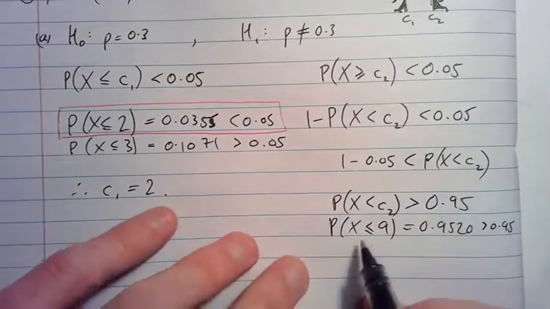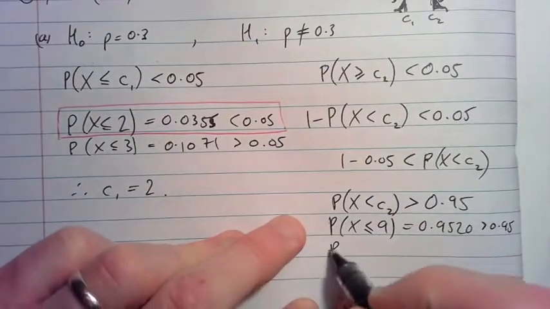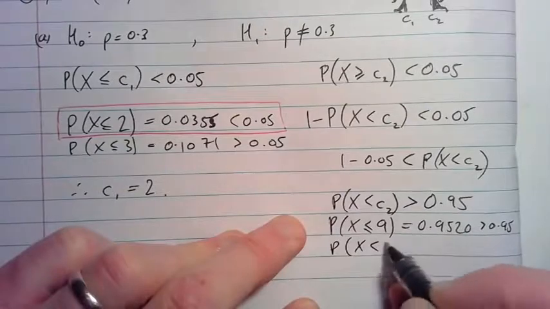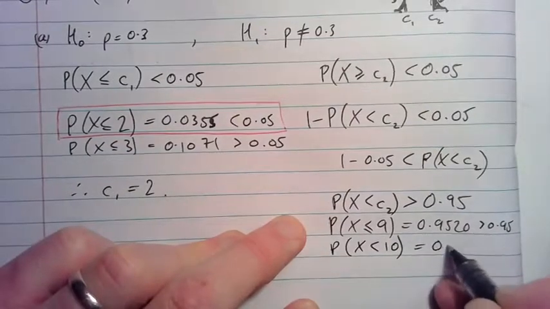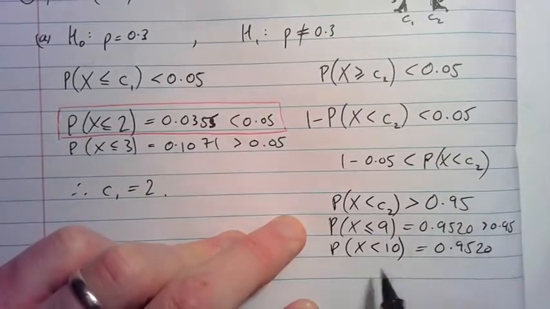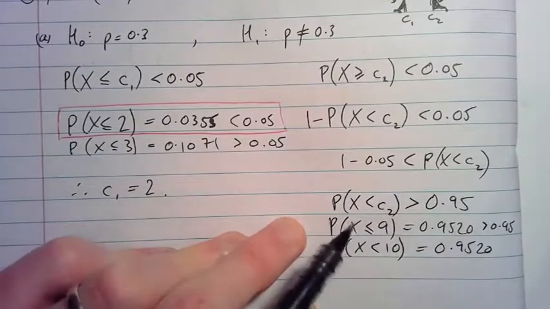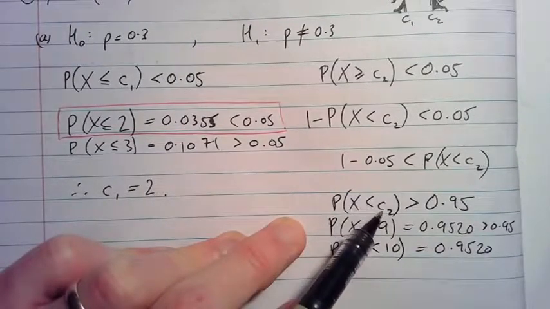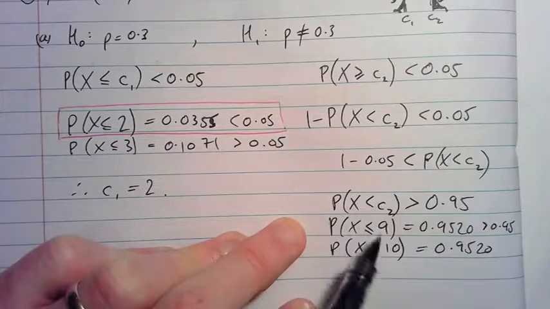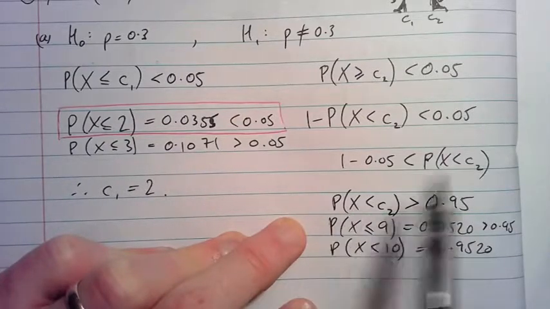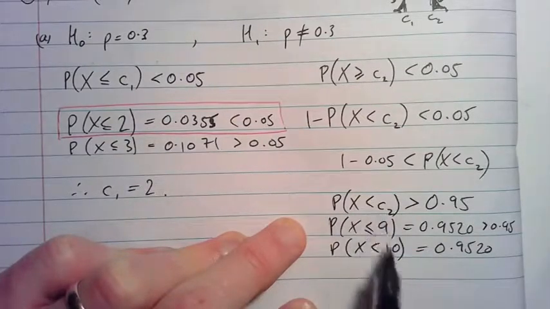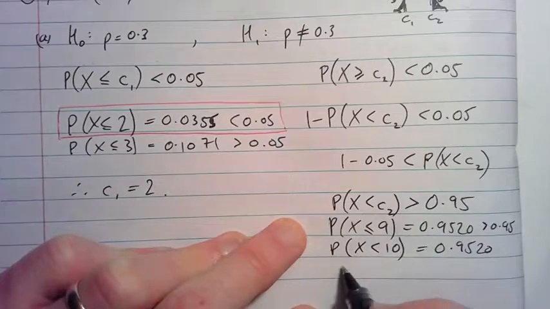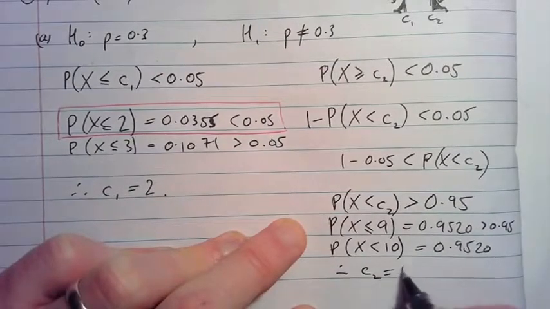which is greater than the 0.95 we were wanting. Okay. If it's less than or equal to 9 though, then that's strictly less than 10. And I've done that to try and get it in the same form I had it here. So that was strictly less than C2. So I wanted to get this statement in exactly the same form, so I just compare the places. So the place there, C2, is now taken with the position of 10. So therefore, C2 equals 10.